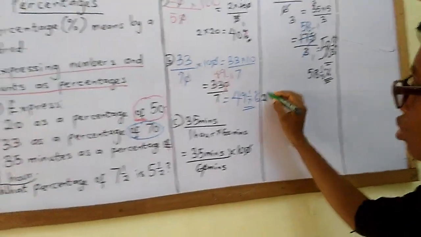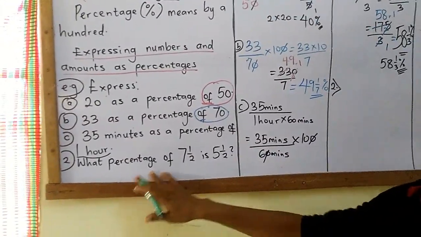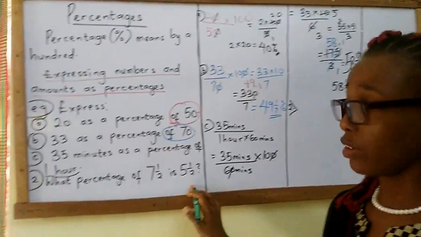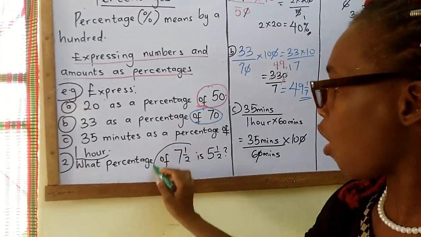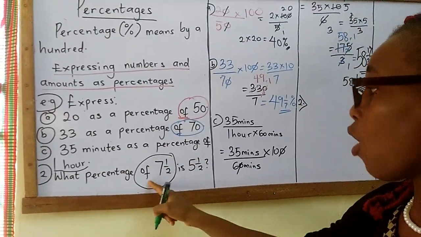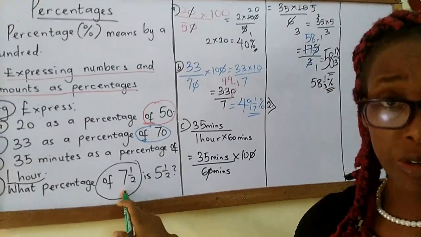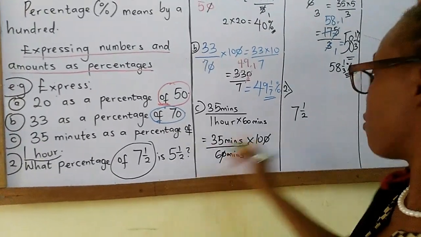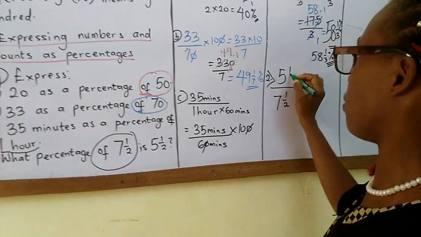Now, for question 2: what percentage of 7 whole number 1 over 2 is 5 whole number 1 over 2? What percentage of, don't forget, what percentage of this? That means this 7 whole number 1 over 2 is our denominator. Now, 5 whole number 1 over 2 is the numerator.